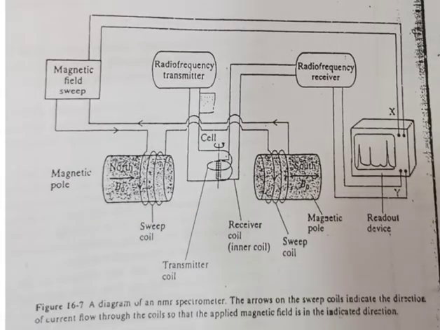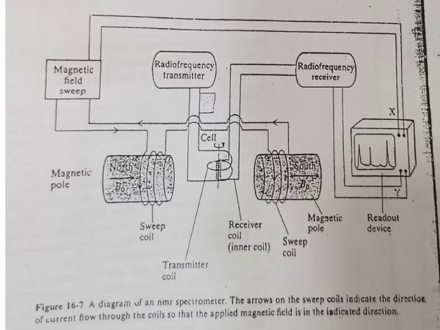The same diagram is here. Magnetic field sweep is here. Then again the magnetic pole is here. Our sample is kept here in between. Here written is a cell, and this cell is rotating continuously. And the magnetic poles are there, north pole and south pole, with the magnetic field base 0. And this is a receiver coil.